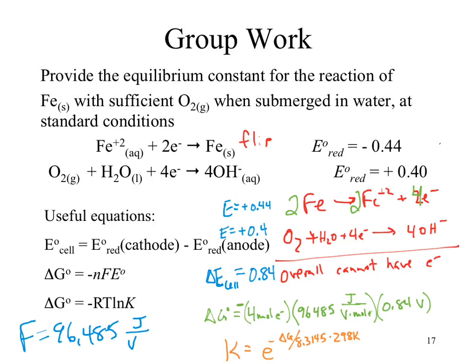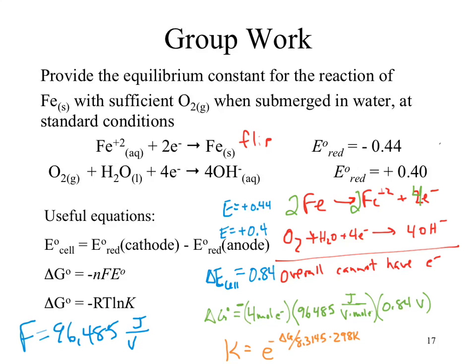You might end up using 0.0083145. Why would you use that one? Because you converted your Gibbs free energy into kilojoules. Okay? We have to make sure that the units cancel. So use whatever R is necessary to cause the units to cancel.